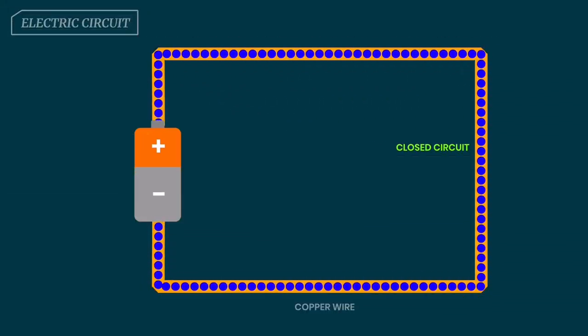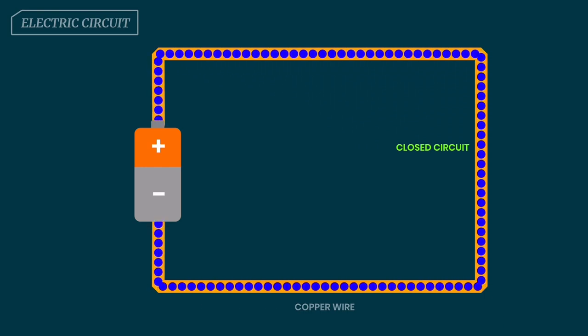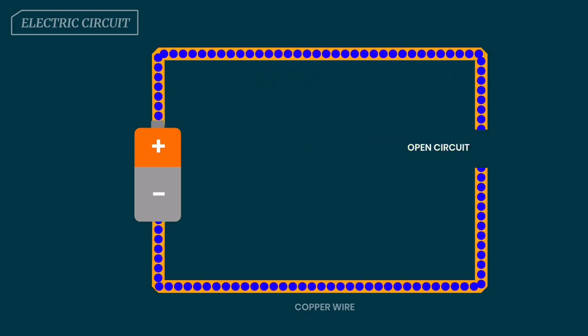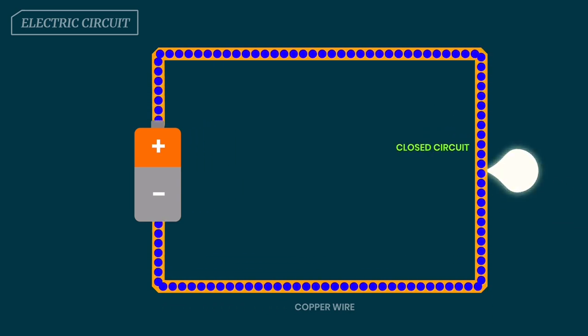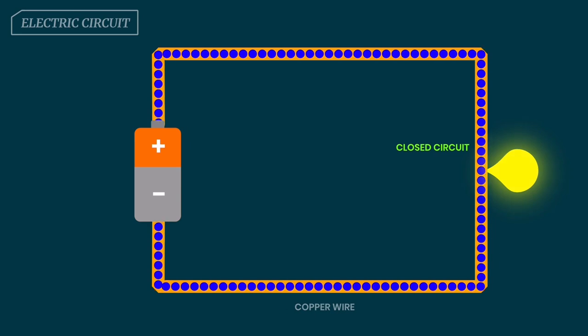Only electrons can move if their circuit is closed. If it's open, electrons can't move, and so there is no electricity. If we place a light bulb in the closed circuit, the bulb starts glowing. But how does it glow?